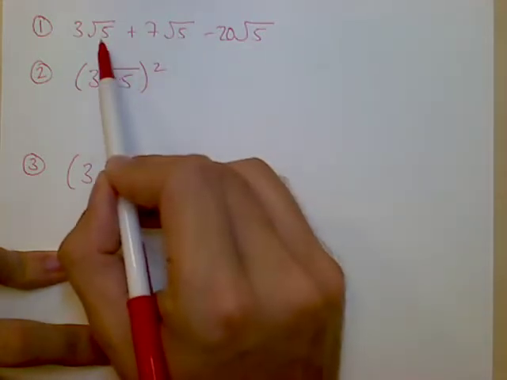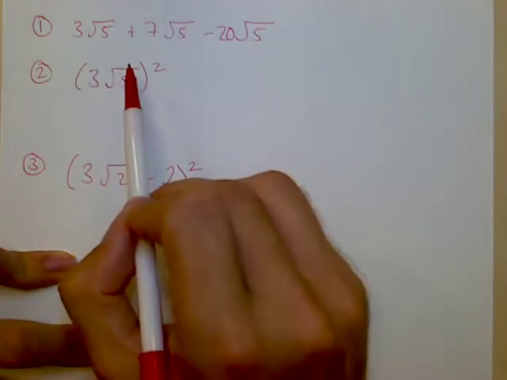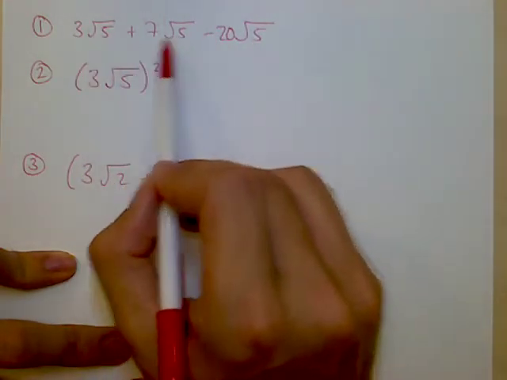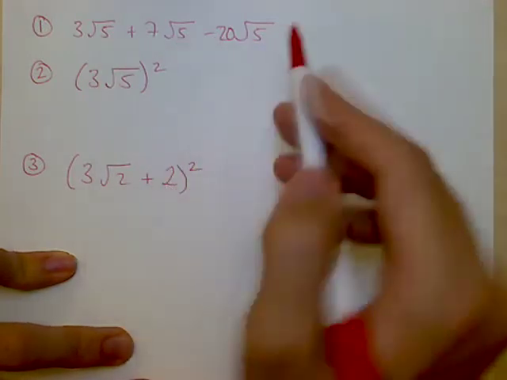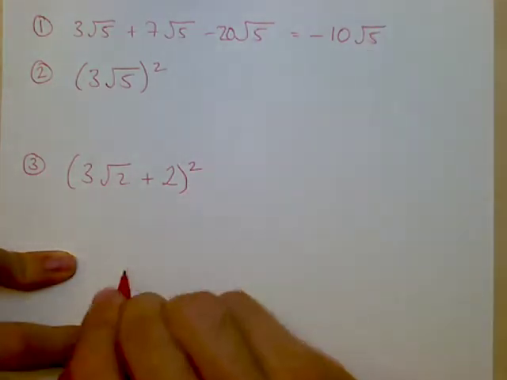So as long as the number we have in our square root is the same, we will be able to add and subtract them. So 3 root 5 add 7 root 5 is 10 root 5, take away 20 root 5 is overall minus 10 root 5.